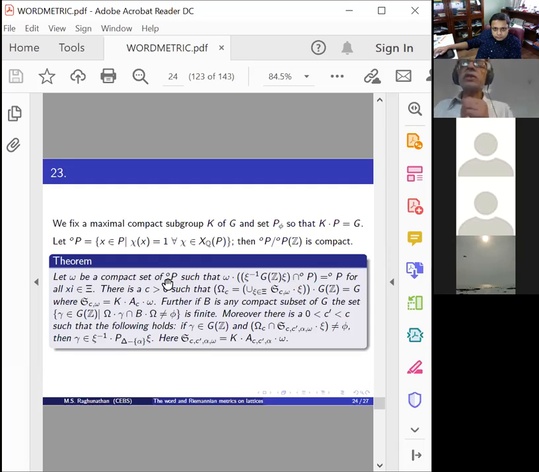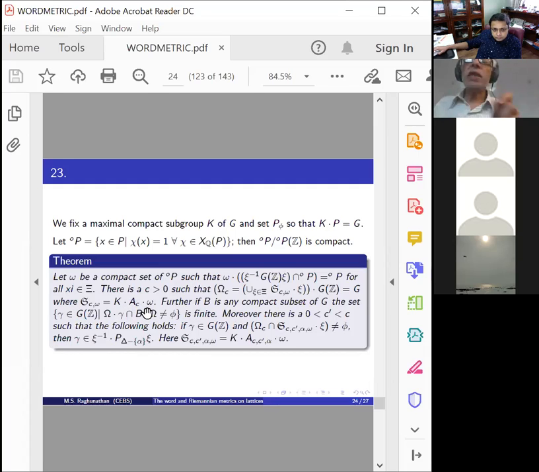Then there is a constant c greater than 0, such that if I denote by Ω_c this set, the union of S_{c,Ω_ψ} times this, Ω_c times GZ, is G. And what is this S_{c,Ω}? S is Gothic capital S. What is the definition of this? This is the set K times A_c times Ω.